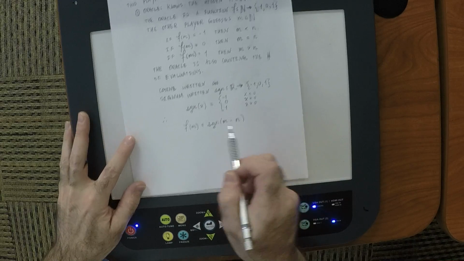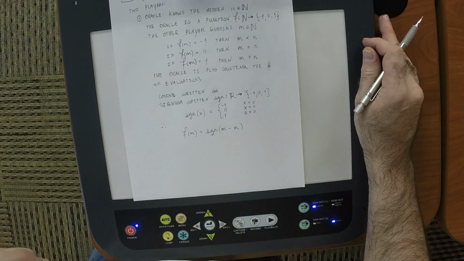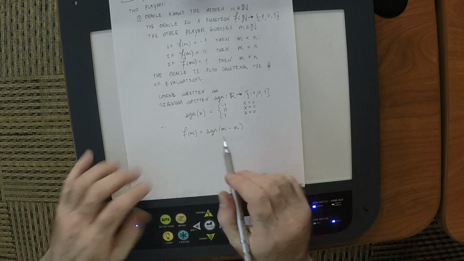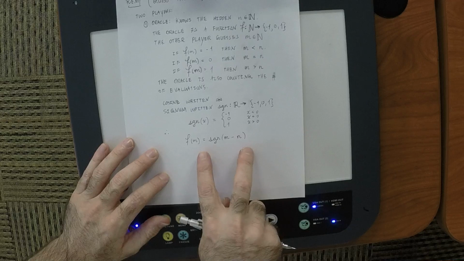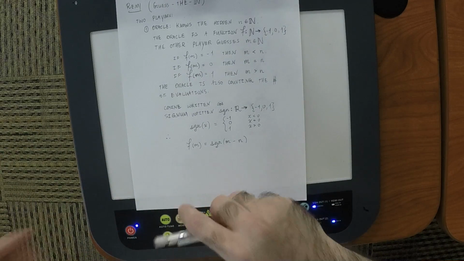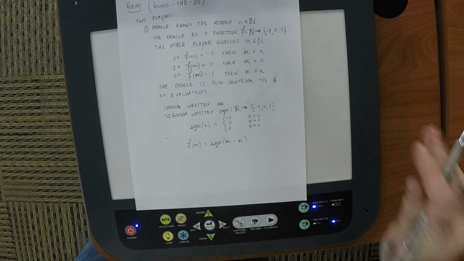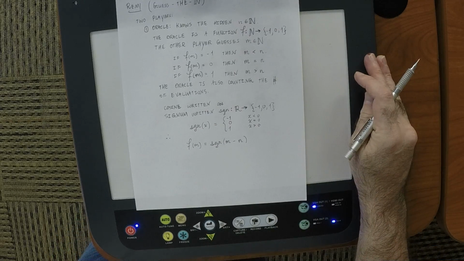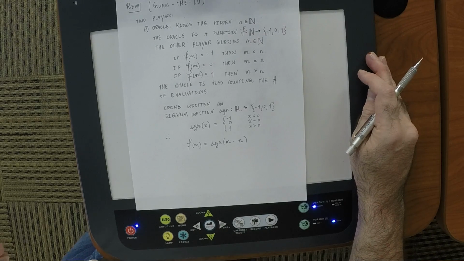So the oracle is not exactly this, because it also has to keep track of how many times you guessed. But this is part of it. The number of guesses will be counted, and it'll be your job to figure out how to shave off as many guesses as possible.